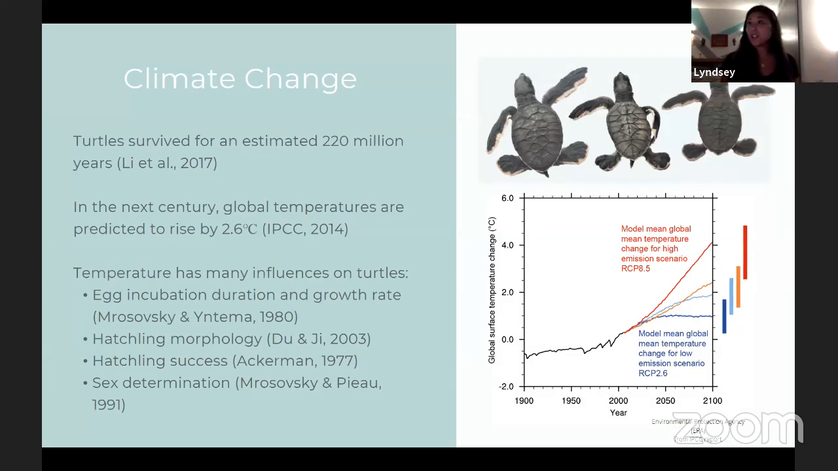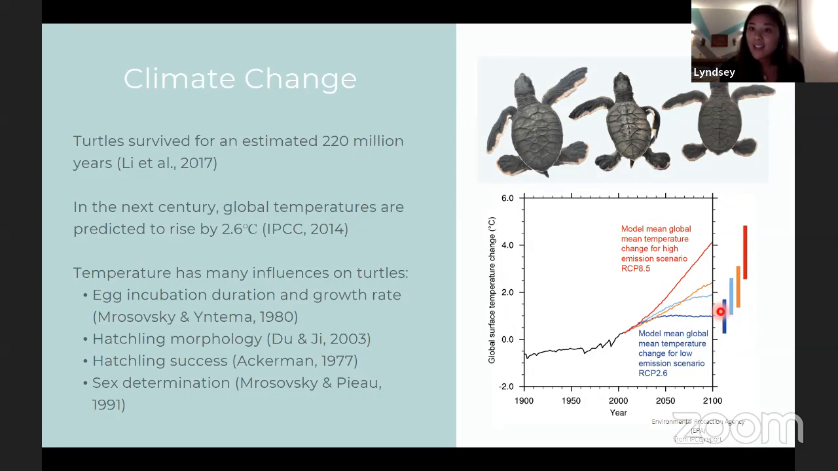All right, so turtles have survived since the late Triassic period, over 200 million years ago. So obviously they've been able to adapt to past climatic changes, but the current rate of change is unprecedented. The IPCC, the Intergovernmental Panel on Climate Change, predicts that temperatures can rise by over 2.6 degrees within the next century. And this can be seen in this graph over here, which predicts the temperature rise in different scenarios. So you can see that it has a maximum of 4 degrees rise and minimum of maybe 1 to 2 degrees.